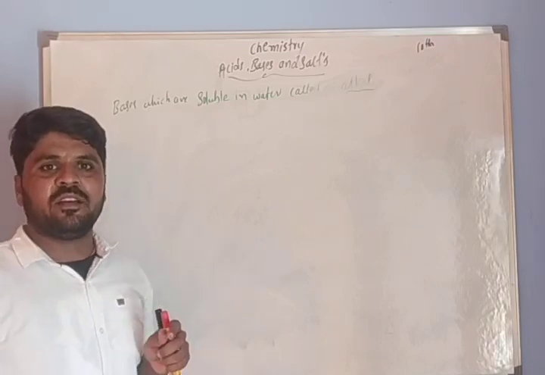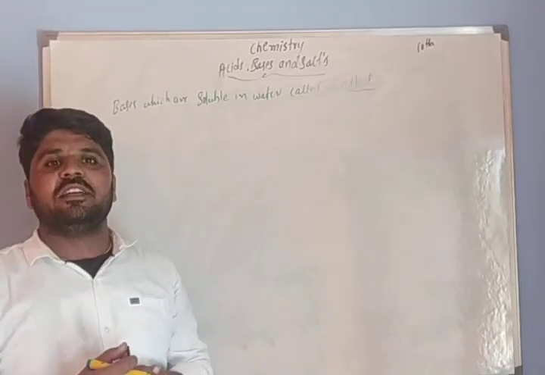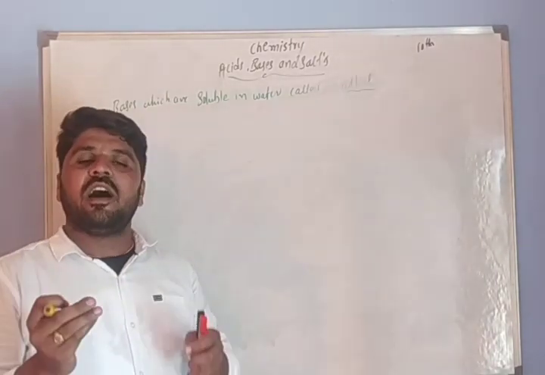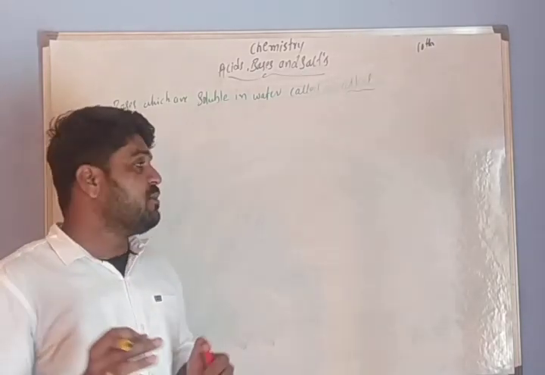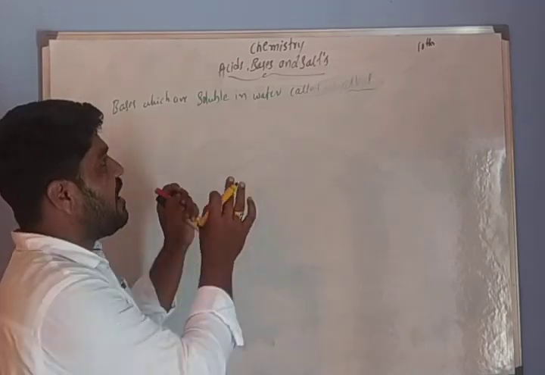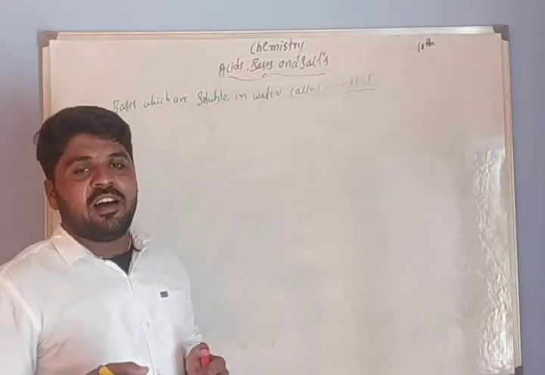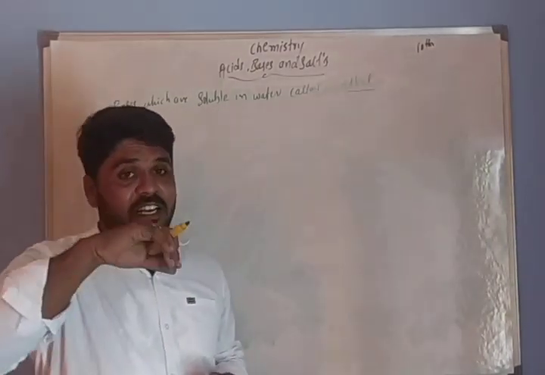Please remember, they are bitter in taste. If you touch, it feels soapy, and it is also corrosive. These are some characteristics of alkalis. If you observe the periodic table, alkali metals, alkaline earth metals, you can see the alkaline elements, alkaline earth elements.